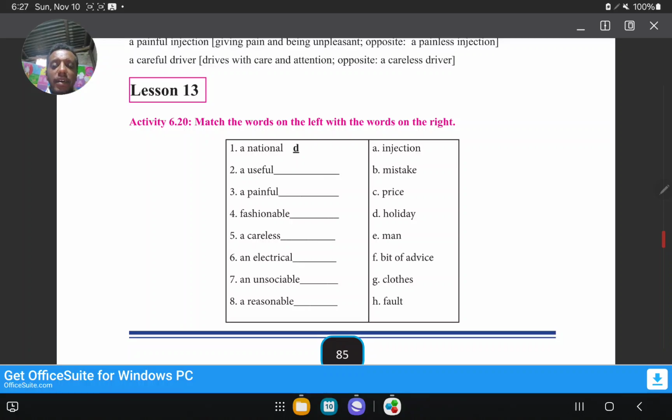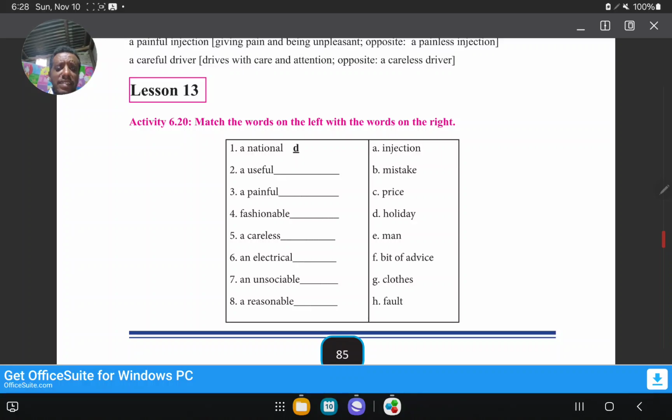Now the first one has been done for you. Let's come to question number 2. A useful bit of advice. But it doesn't mean it strictly matches only this word or phrase, because the phrase can go with more than one. Question number 3.